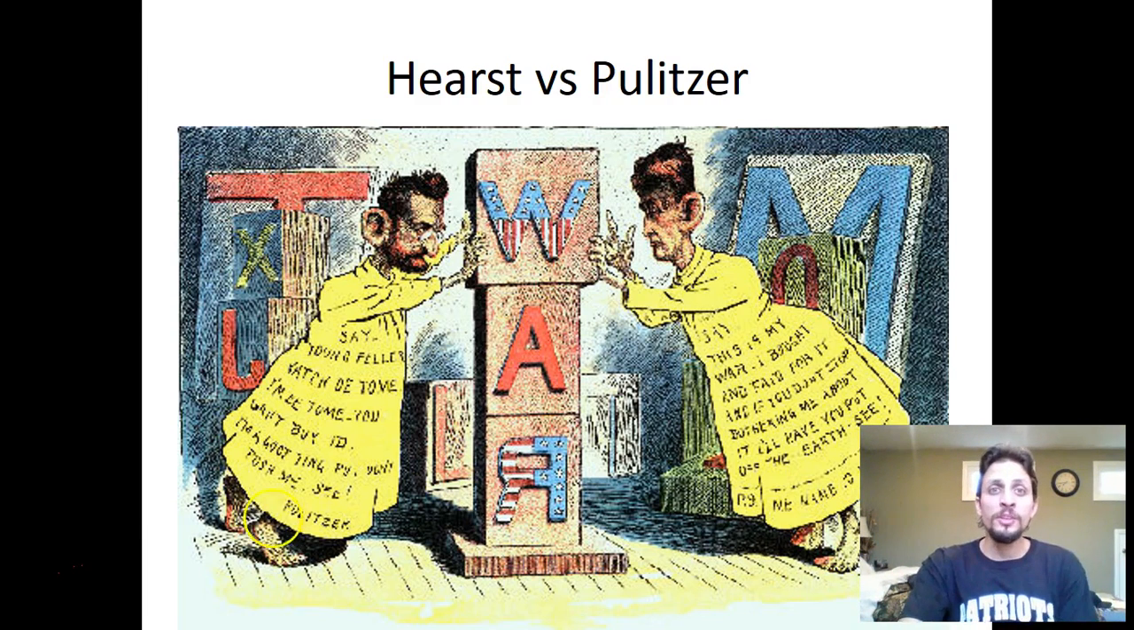So what's really happening here is you have a guy named William Randolph Hearst and a guy named Joseph Pulitzer, and they own two different newspapers, the New York World and the New York Journal. Now, these are competitive newspapers in New York City. So they're trying to outsell each other. Okay, so they're newspaper competitors, and they're trying to outsell one another.